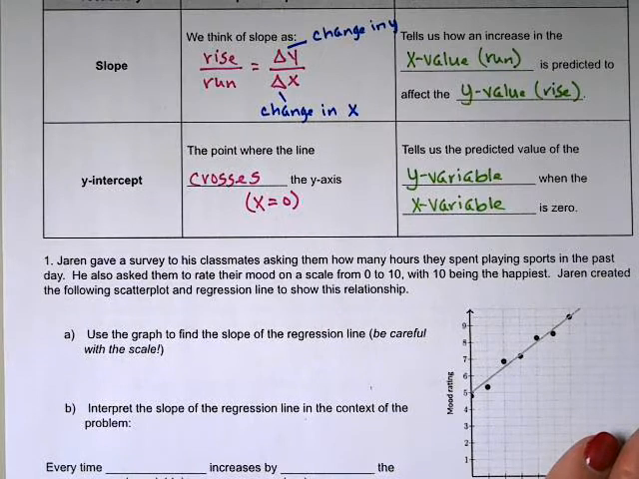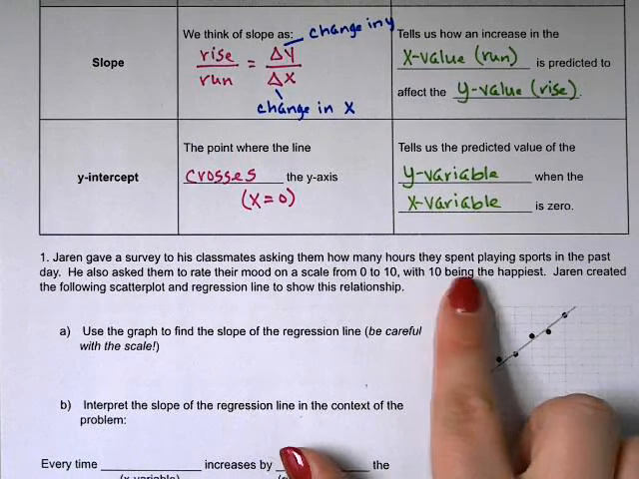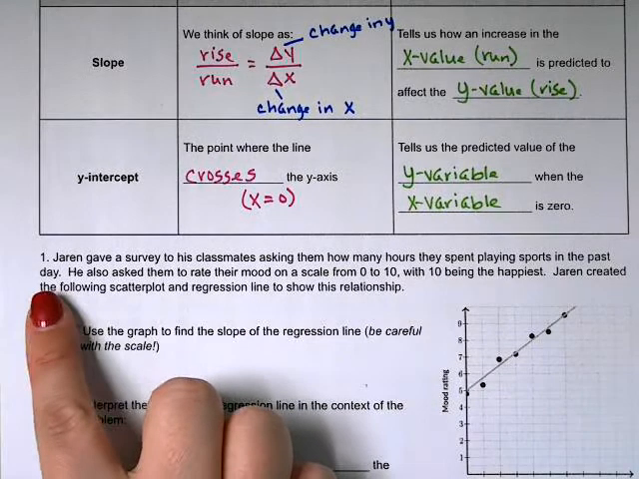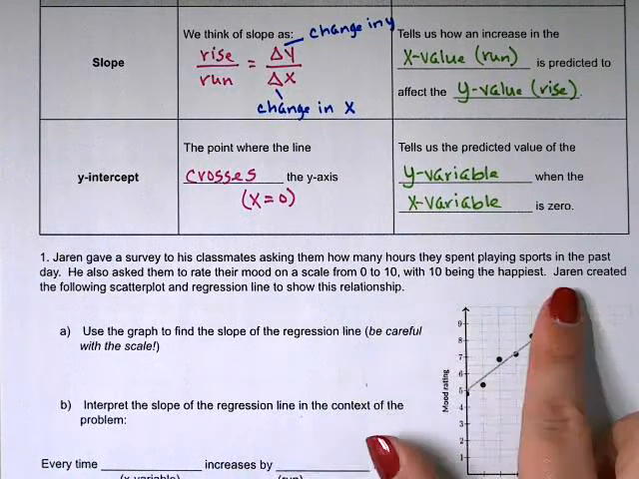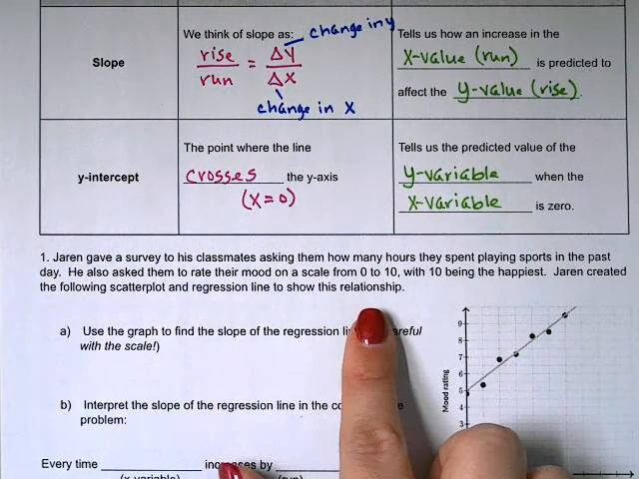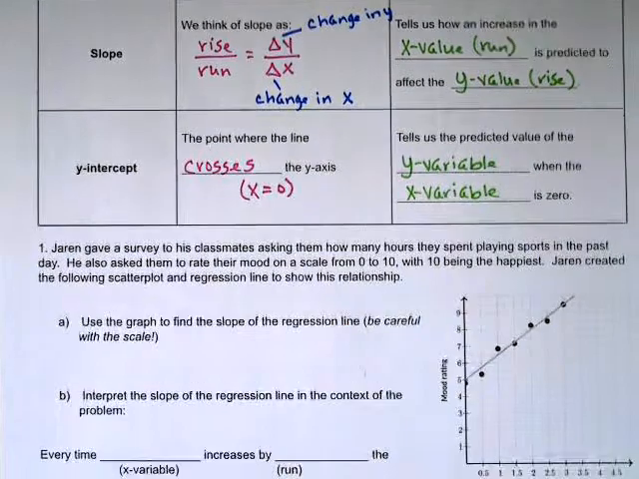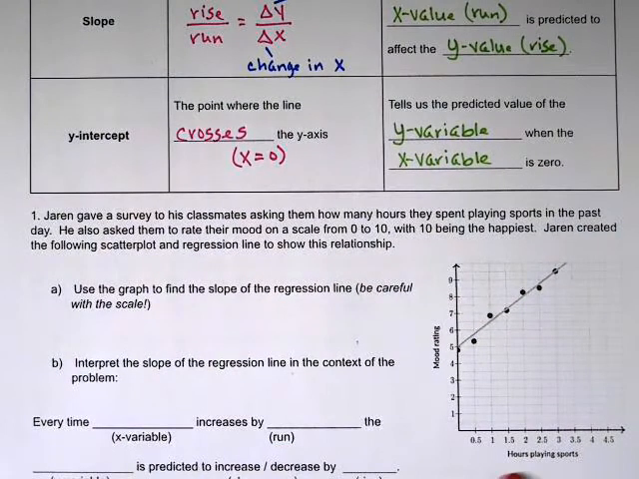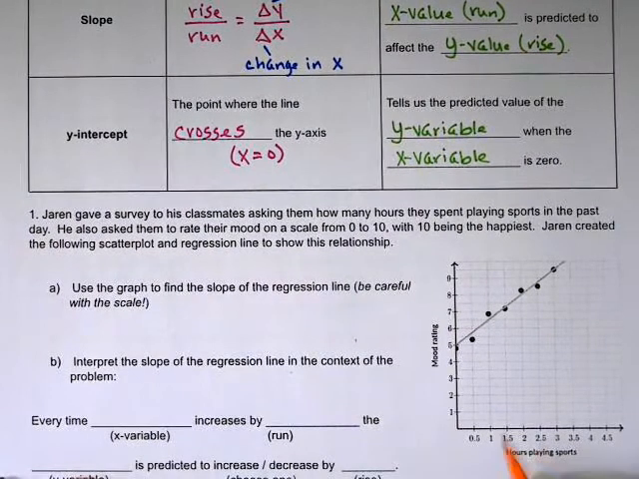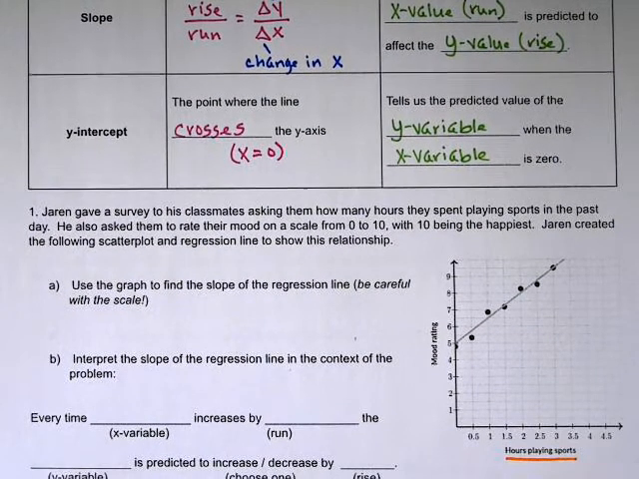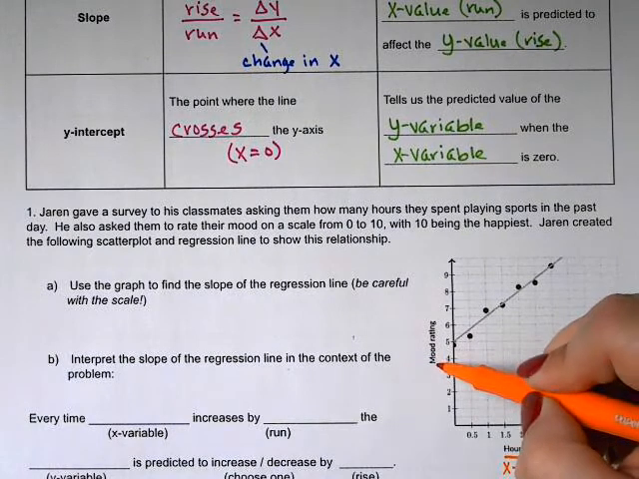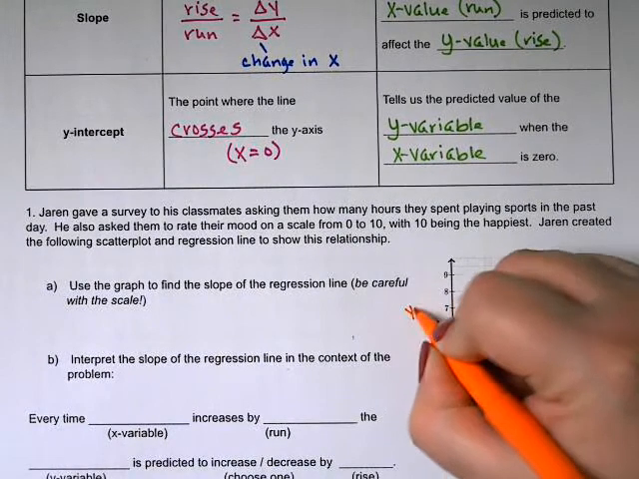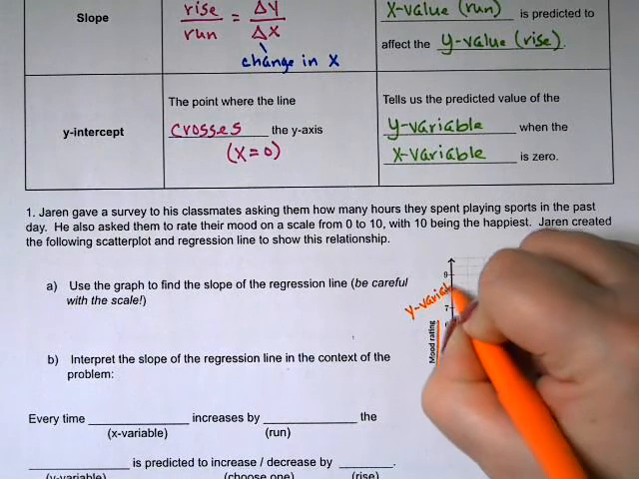We've got a survey given to classmates asking them how many hours they spent playing sports in the past day. He also asked them to rate their mood on a scale from 0 to 10, with 10 being the happiest. Darren created the following scatter plot and regression line to show this relationship. So along the bottom here, our x variable is the number of hours playing sports. It's along the x-axis. And then along the y-axis, here's our y variable. That's the mood rating. So I'm going to go ahead and label that as my y variable.